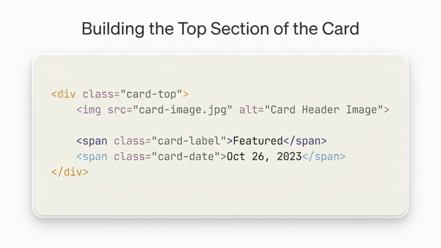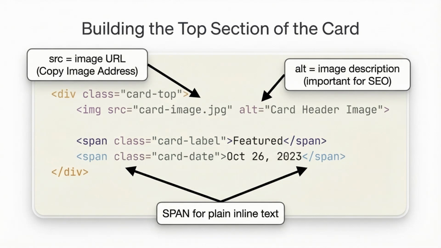The two spans hold short text labels. Since they're normal text with no special semantic role, span is the right tag. The alt attribute on the image tag holds a text description of the image. It doesn't show up visually on the page, but it matters a lot for SEO. Search engines read it to understand what the image is about. For now, get into the habit of always filling it in, even with a short description.